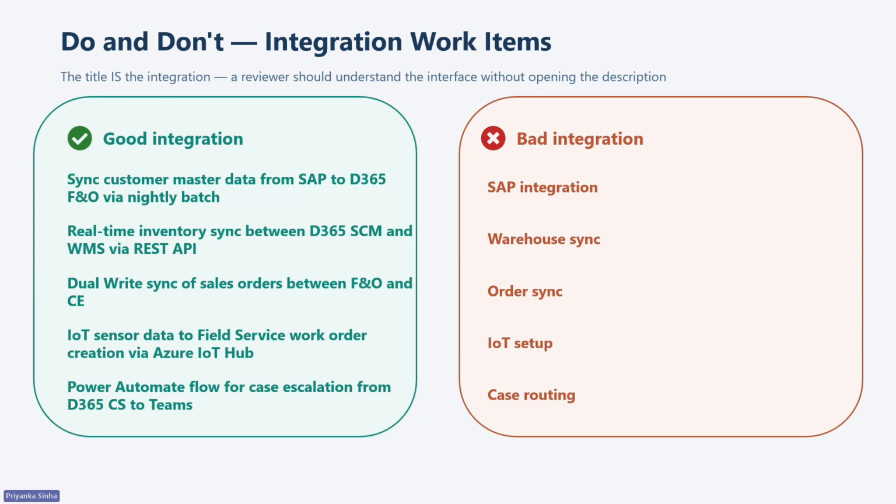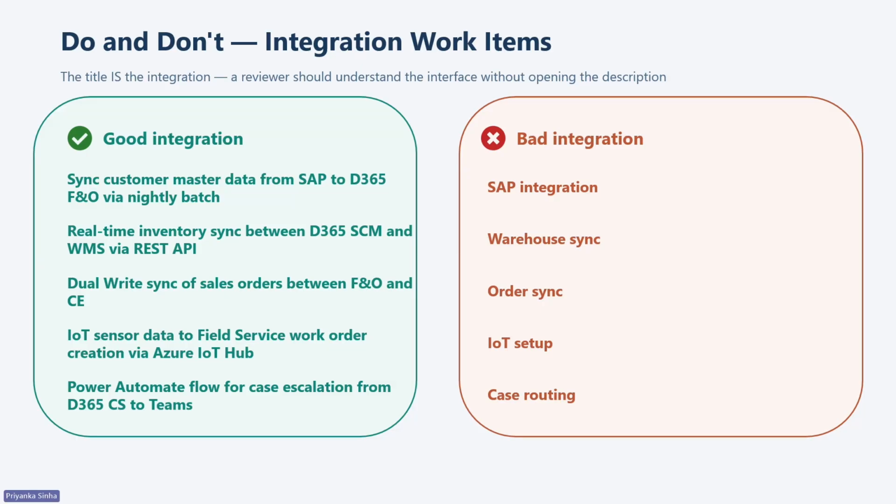So the difference between good and bad work item titles is kind of night and day. When a FastTrack architect reviews your solution blueprint, they need to evaluate each interface. If your title says SAP integration, they are going to come back with questions. If it says, let's say, sync customer master data from SAP to D365 FNO via nightly batch, they can immediately assess whether your approach is sound.